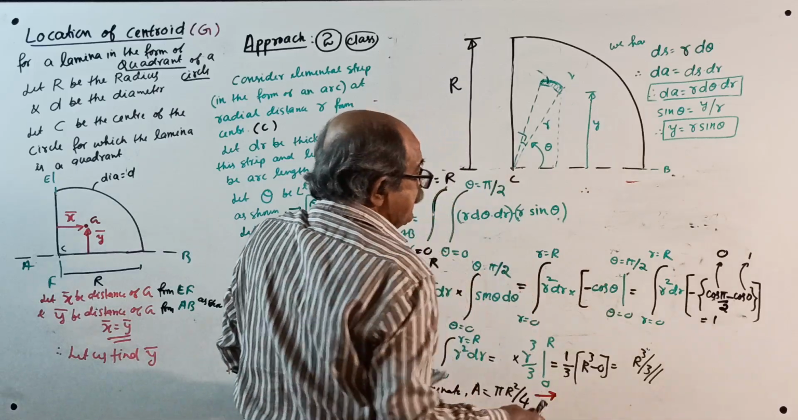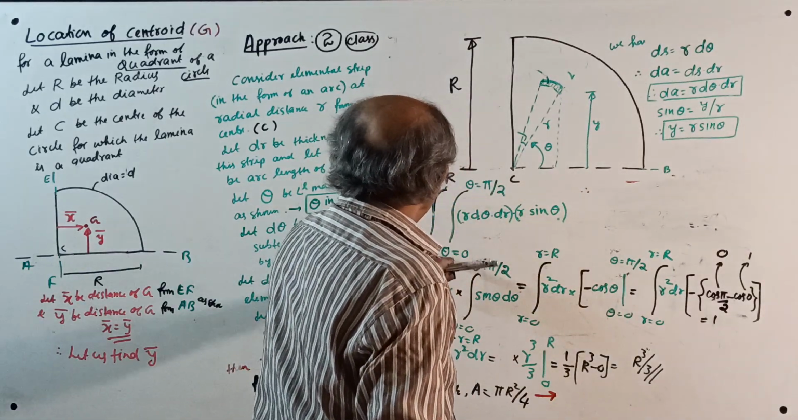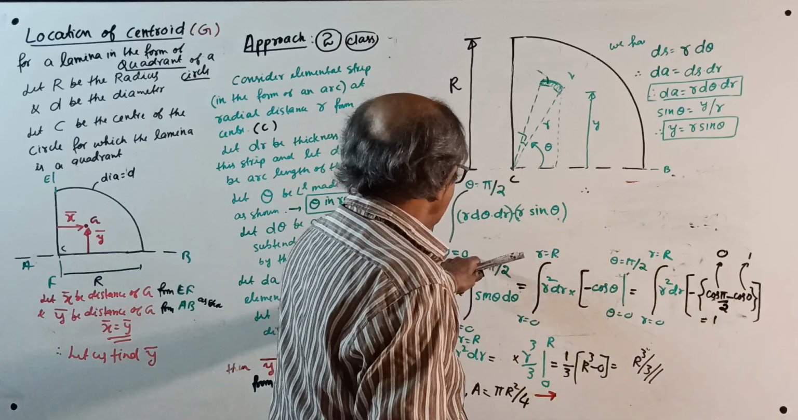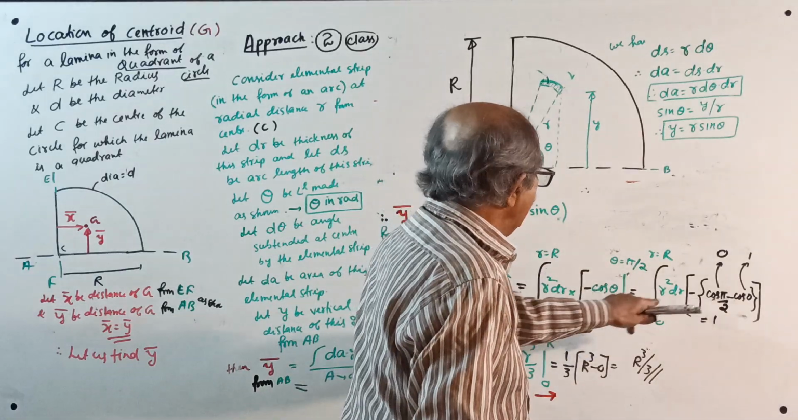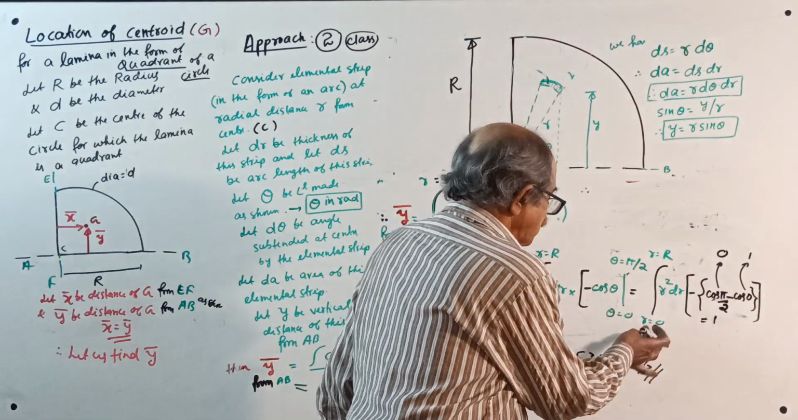Therefore, okay, everything correct? Any correction? 0 to R, 0 to pi by 2. By mistake, if anything is not changed, you change it.